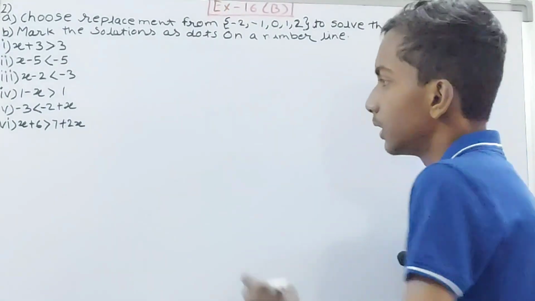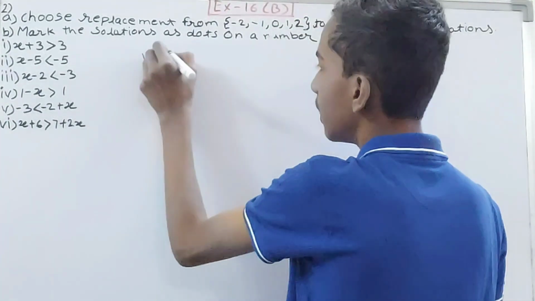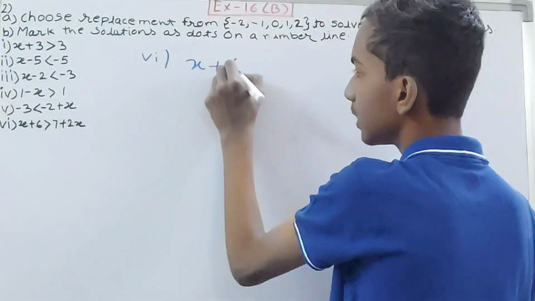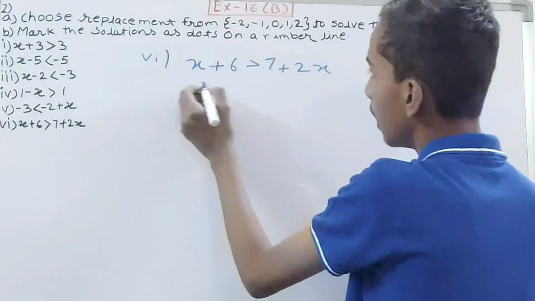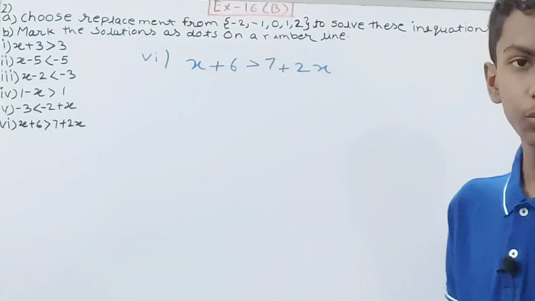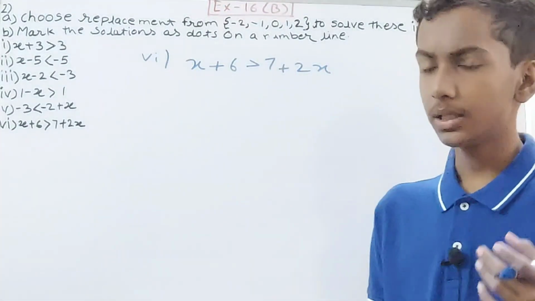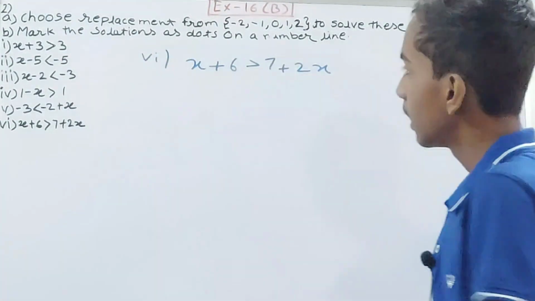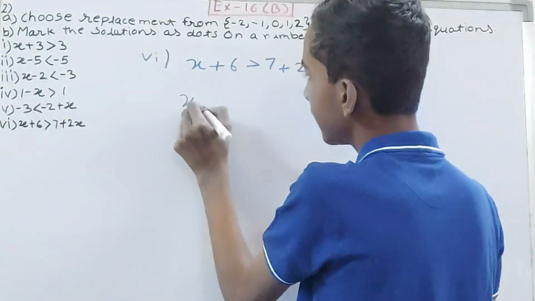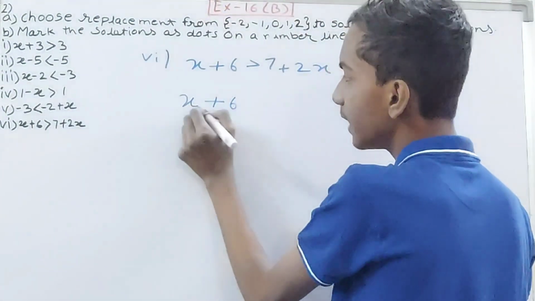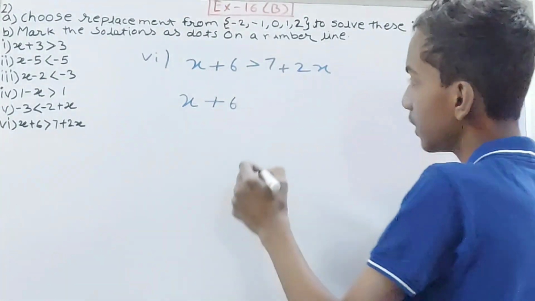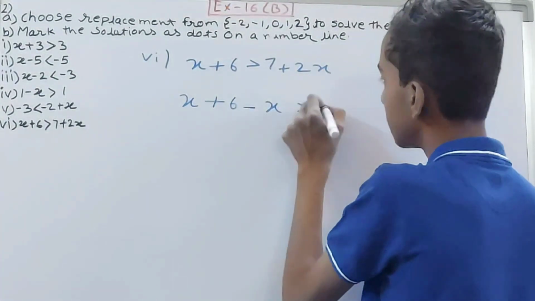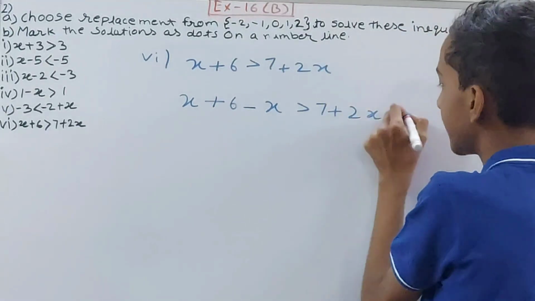Now the sixth one, it is x plus 6 is greater than 7 plus 2x. Here also I have x on two sides. What I'll do in this case, I'll cancel out the smaller x. So we have x plus 6. I will get rid of this x because one is 1x and the other is 2x. So x plus 6 and then minus x is greater than 7 plus 2x minus x.